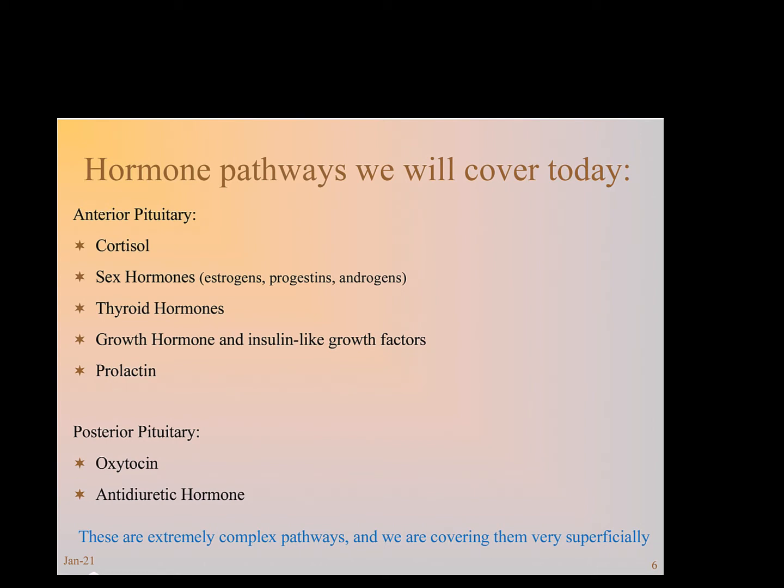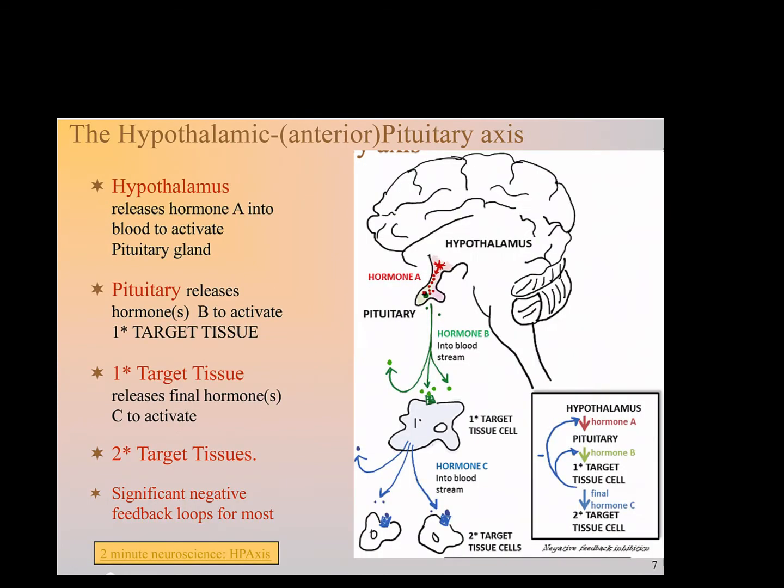We're going to talk about several that are released from the anterior pituitary, and then a couple released from the posterior pituitary. And for every single one of these pathways, you could go and write an entire chapter on it. So we're going to try to just break it down and have you go away with the major important points. As you saw, we're going to talk about several different hormones that are derived from the hypothalamus and pituitary.